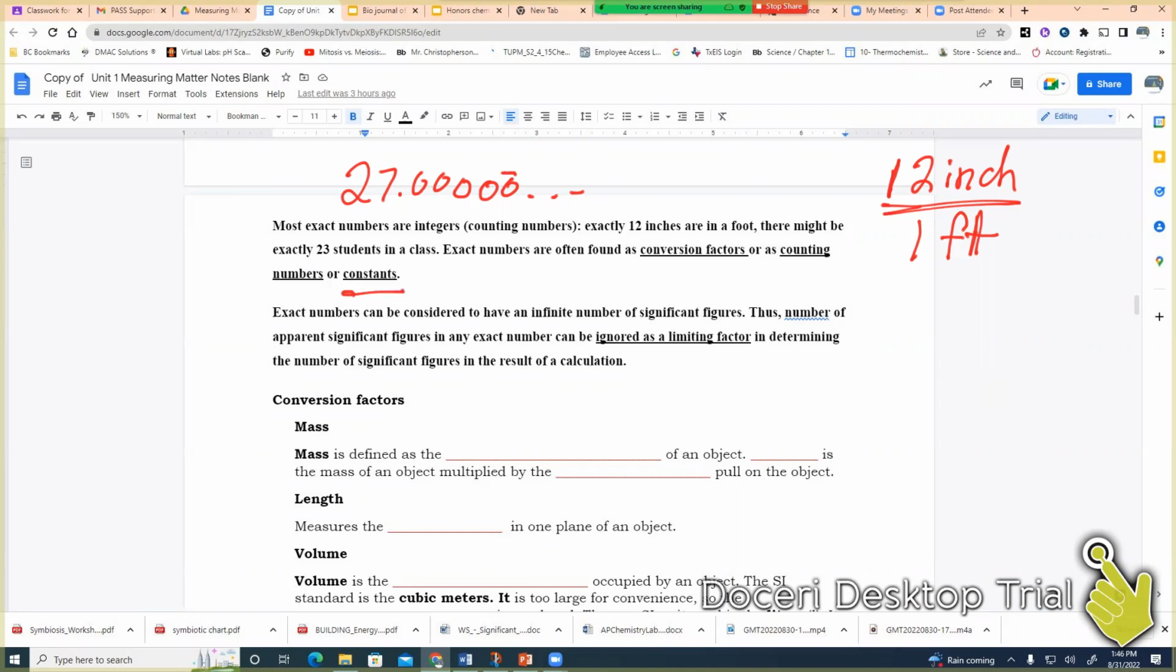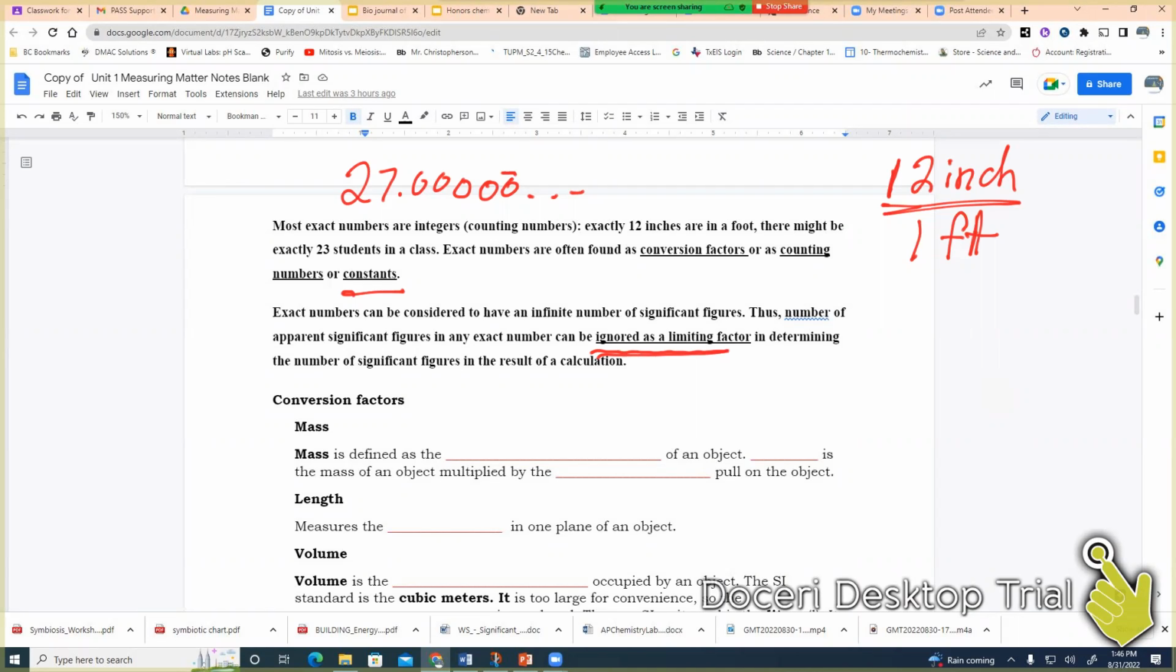The other thing that doesn't affect them would be constants. So we'll do different times throughout the year where we'll have a formula and it'll have a constant on there that we'll pull off of a reference sheet. That does not affect the sig figs either. So the number of apparent significant figures in any exact number, all these examples I gave you, would be ignored as far as talking about our limiting factor that would affect our sig figs. Like I said, when we actually start using some of those numbers, I will bring that up again.